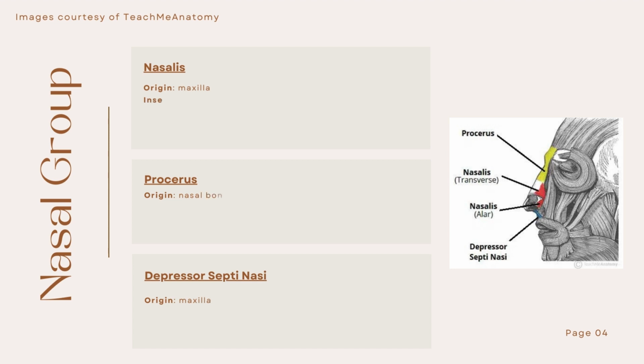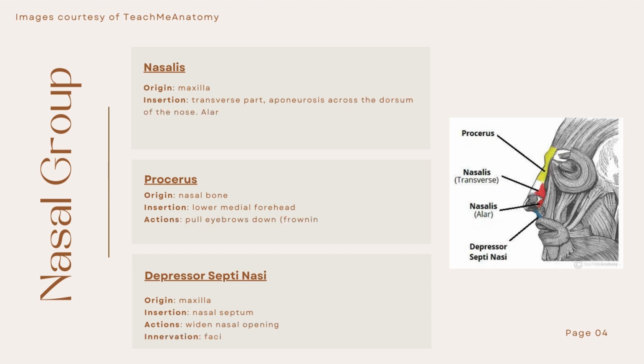Next, we have the nasal group. So the nasal group are the muscles associated with the movements of the nose and everything surrounding it. We start with nasalis, which is the largest muscle, and it has two parts to it, a transverse and alar part. Both of these parts originate from the maxilla, and the transverse part inserts into an aponeurosis, which is on the dorsum of the nose, while the alar part inserts into the alar cartilage, which is associated with the nasal skeleton. The actions: so the transverse part is there to compress the nasal opening, while the alar part does the opposite and widens the nasal opening. And both of them are innervated by the facial nerve, more specifically the buccal branches.